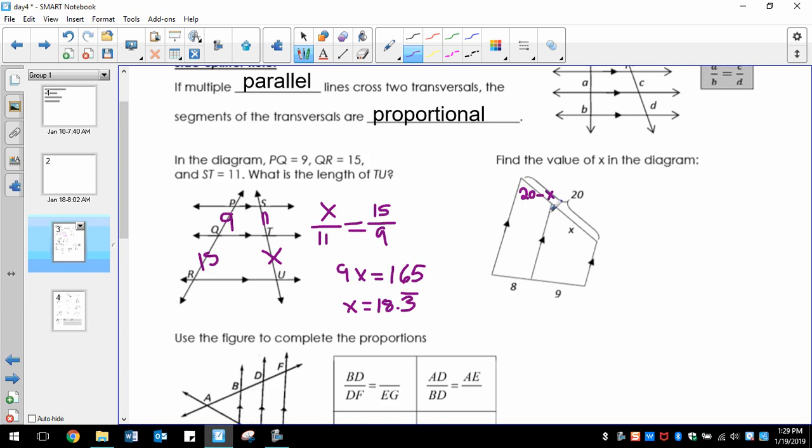So for this one, I'm going to start with this label and go this way, which means I'm going to do the same thing for this transversal. And again, you can tell it's a side splitter because we have 3 parallel lines and 2 transversals. So I'm going to start here, and again, you get to choose wherever you want. I don't have the answer key in front of me, so I'm not sure if I did this on the printed answer key for those of you who have that. So 20 minus x over x, and then 8 over 9. And then I would cross multiply, so I get 180 minus 9x.